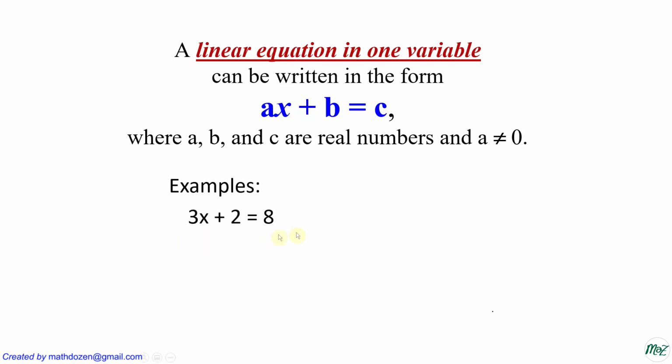3x plus 2 equals 8, so that's a linear equation with variable x. 5t plus 7 equals a certain fraction, also a linear equation, even though right now we have some numbers that are fractional.